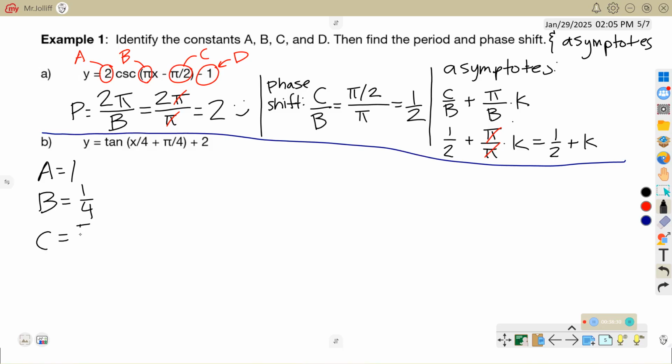C is, I know it's a pi/4. Is it plus or minus? Negative. Very good. Positive in the formula, changes sign when you pull it out. Negative pi over 4. And then my D I can see is +2. Very good.